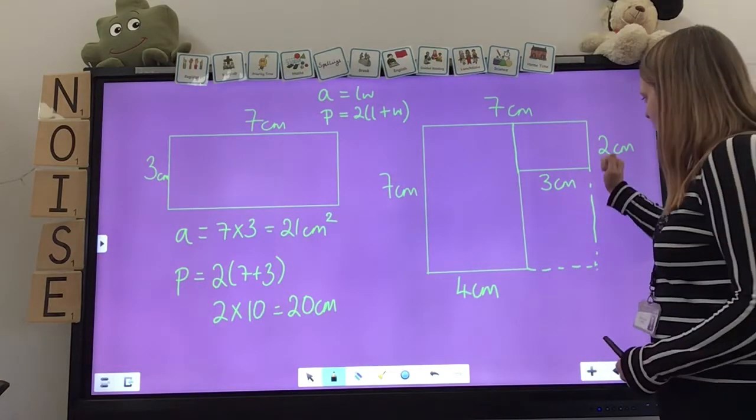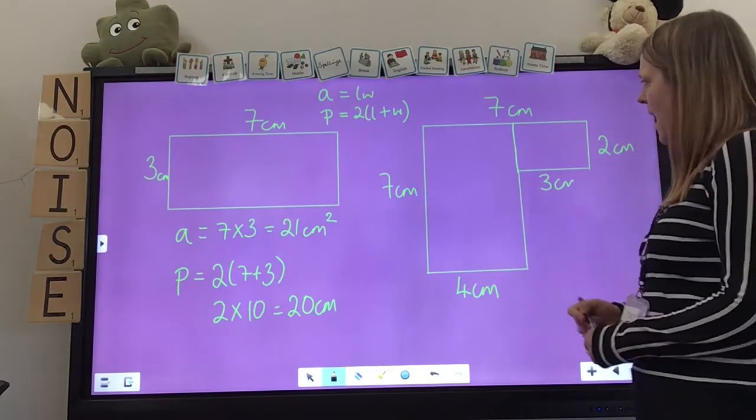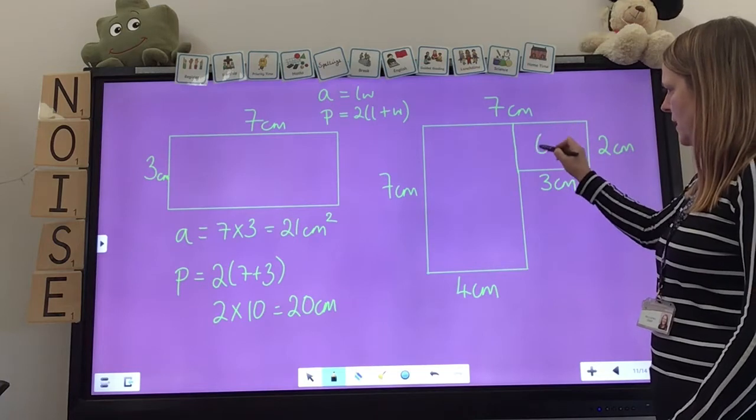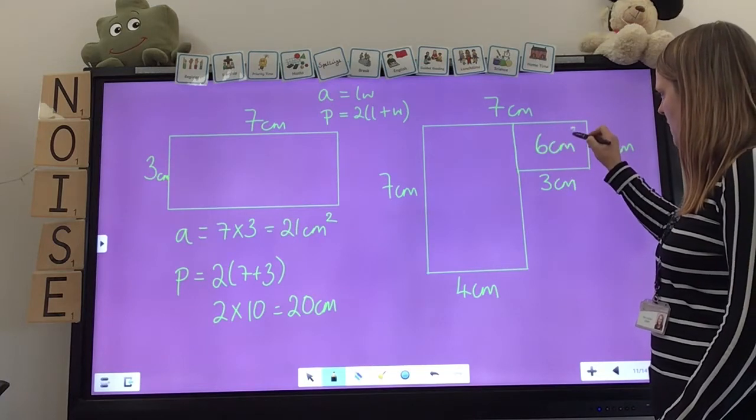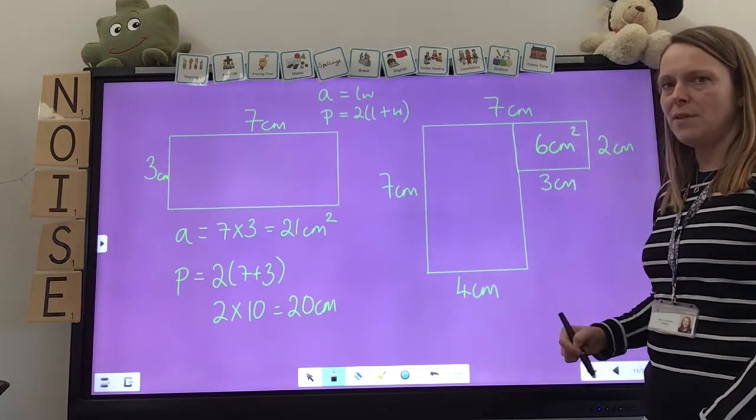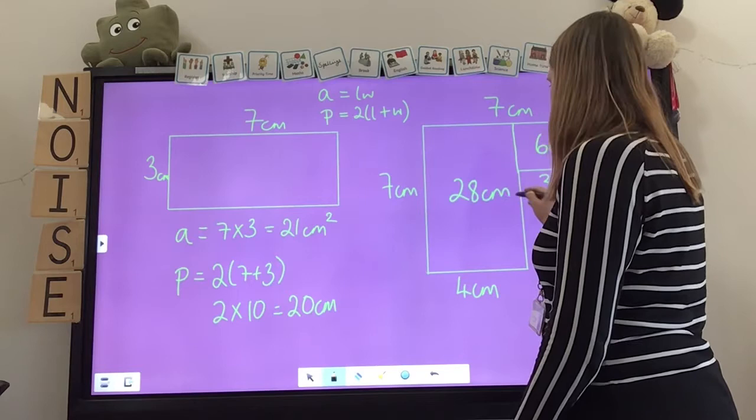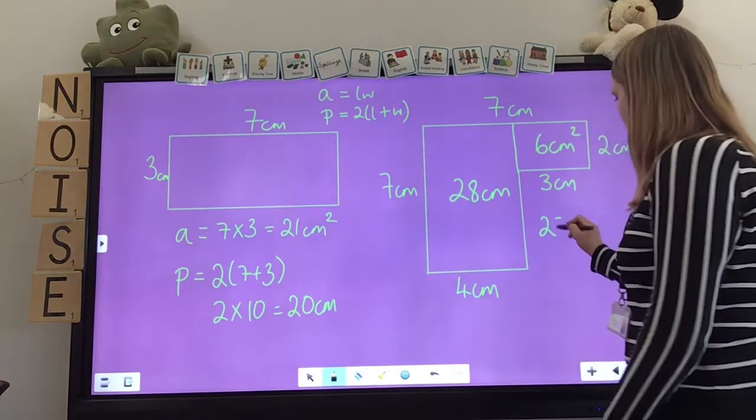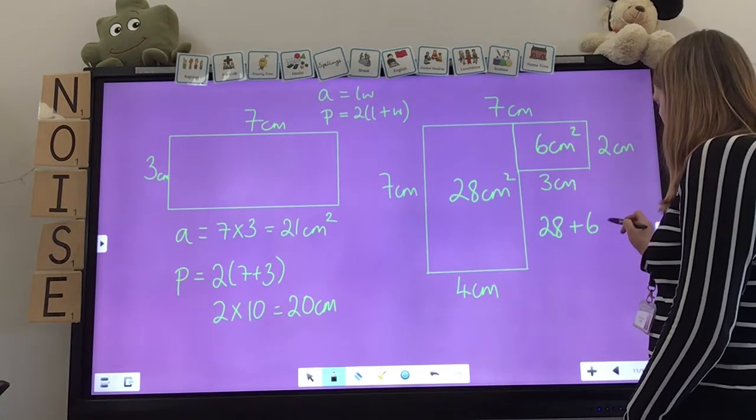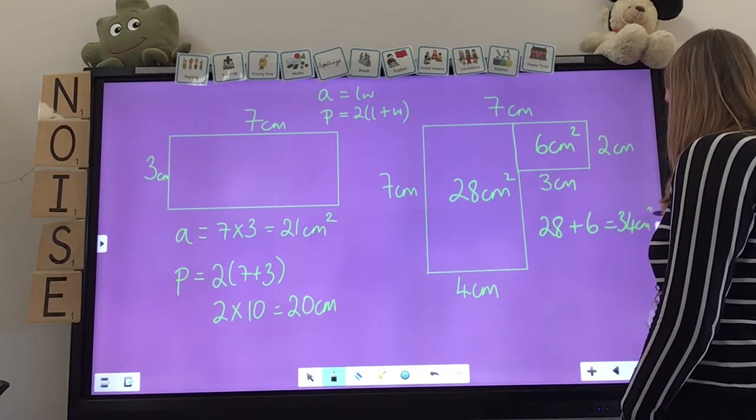So let's rub that out so we don't confuse ourselves. So now I have a shape here that's 3 by 2. So 2 times 3 is 6 centimetres squared. And I have a shape here that's 4 by 7. 4 sevens are 28 centimetres squared. Plus my 6. So 28 plus 6 equals 34 centimetres squared.